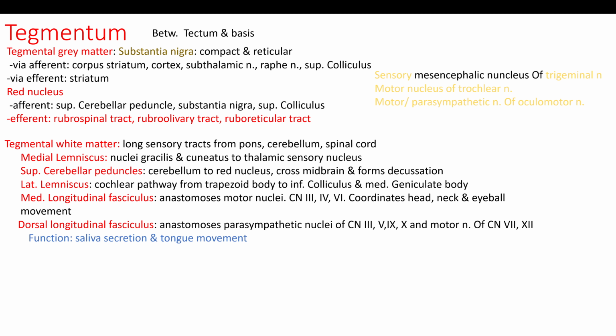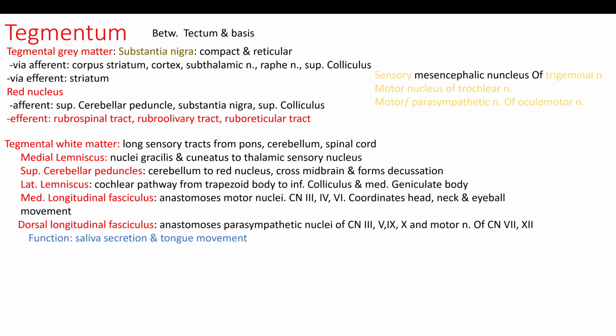Its white matter consists of long sensory tracts extending from the spinal cord, cerebellum, and pons, with the medial lemniscus originating from nuclei gracilis and cuneatus, and its specific thalamic sensory nucleus. Its superior cerebellar peduncles originate in cerebellum and in red nucleus, cross midbrain forming the decussation of superior cerebellar peduncles. Its lateral lemniscus, the part of the cochlear pathway, originates from trapezoid body and extends to inferior colliculus and medial geniculate body. The medial longitudinal fasciculus anastomoses with the motor nuclei of cranial nerves for the muscles of the eyes, CN3, CN4, CN6, the stimuli from vestibular part of internal ear, coordinates movements of head, neck, and eyeball.